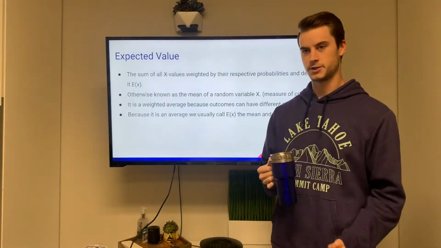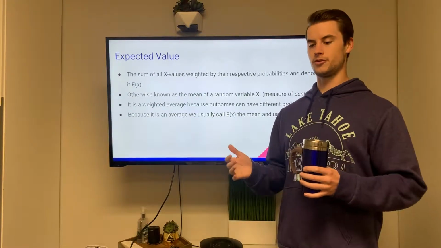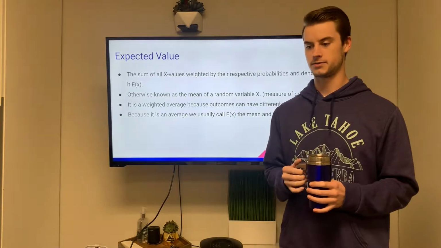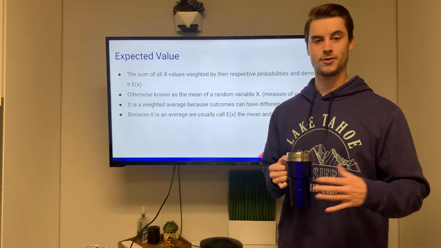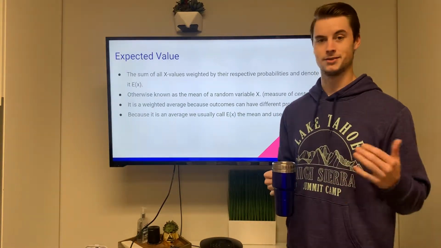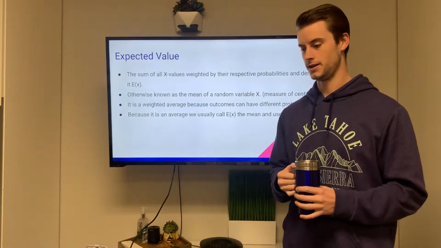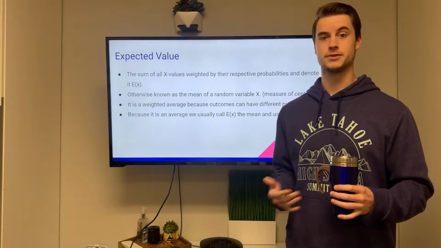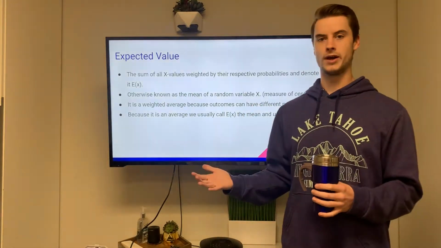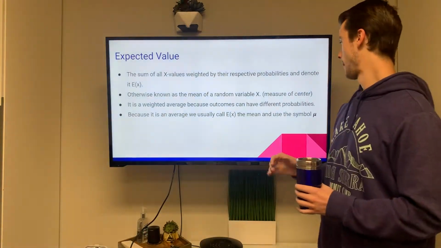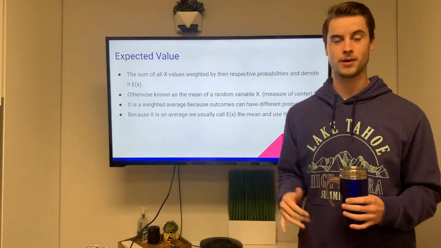All right, expected value. Our expected value of probabilities is the sum of all x values weighted by their respective probabilities. It's otherwise known, especially in probability, as the mean. We did talk about weighted mean in numeric descriptions of variables. This is just a weighted mean of probabilities. That's all the expected value is. So it's a good measure of center for probability.